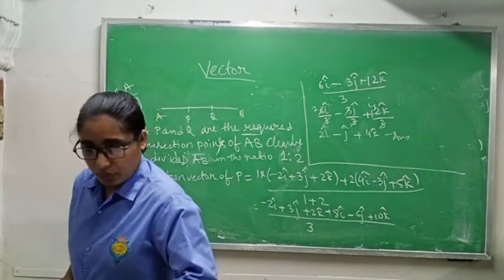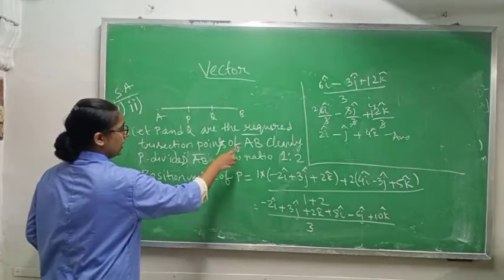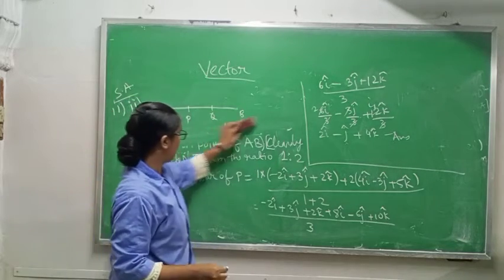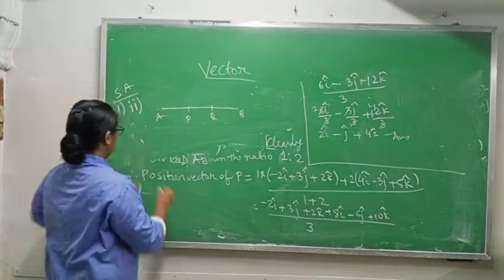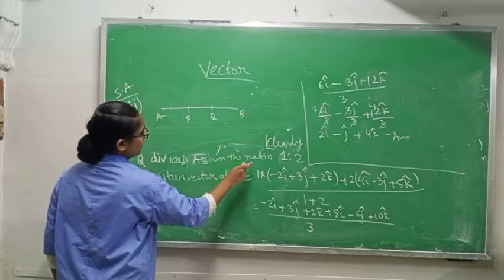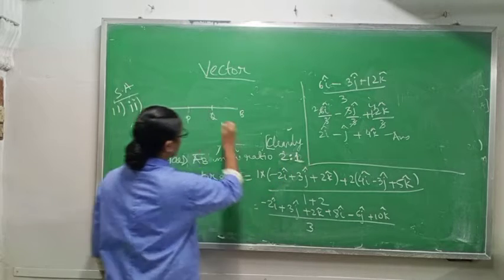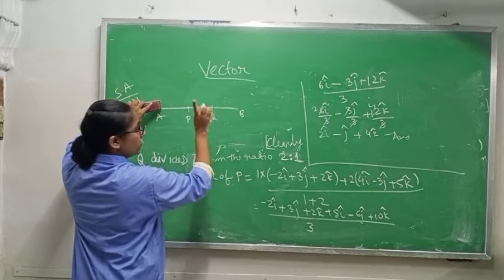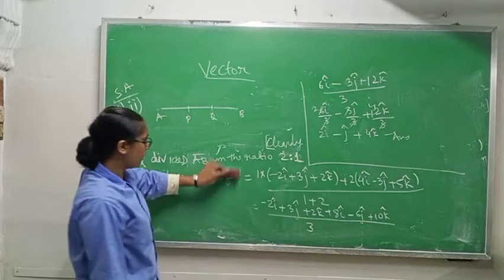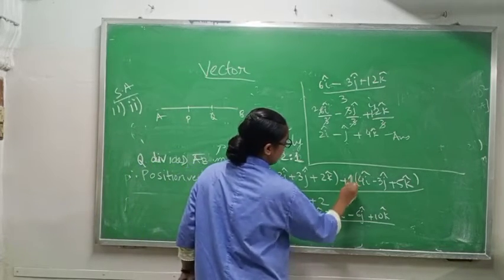Now we have to find position vector of Q. So what you will write, clearly no need to write this one. Now you will write here. So rub this one. Clearly, Q divides AB in the ratio 2:1. Why? Because Q is here, so this portion consists of two portions. So this one is 2 and this one is 1. So 2:1. Therefore, position vector of Q, 2 will multiply with this and 1 will multiply with this.